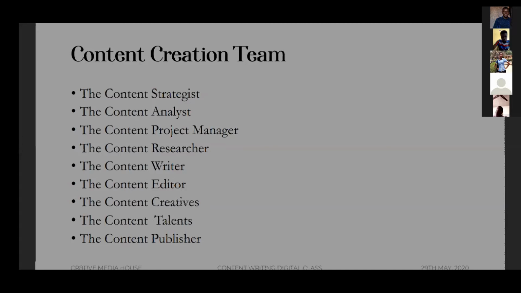So here we go. We have the content strategist. The content strategist, actually, this person is like, should I say, the brain box. That's like the brain behind the content, as it were. So you have something you want to work on, and there's a need for someone to come up with the entire process.